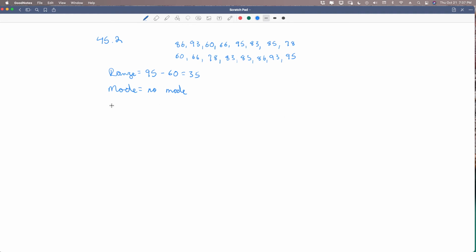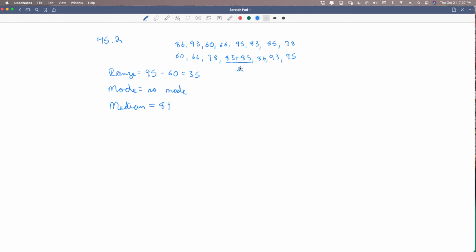All right, so now what about the median? What number is in the middle? Let's count 1, 2, 3, 4, 5, 6, 7, 8. So that means we're going to have to do a little math. So we take the two center numbers, add them together, and divide by 2. So 83 plus 85 is going to equal 168, divided by 2. The median is going to equal 84.